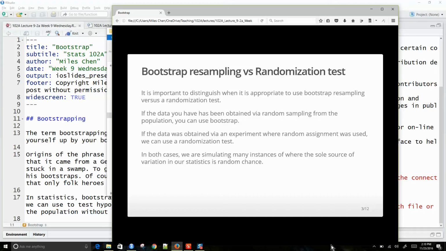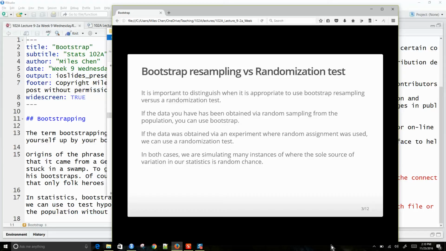For bootstrap resampling, this is only going to work if your data comes from a random sample of the population. So your data needs to be selected at random from the population. If your data is not a random sample from the population, say it's from an experiment where you called for volunteers, so that is not a random sample, then you cannot do bootstrap resampling, okay? Bootstrap resampling requires that your data comes from a random sample, all right?